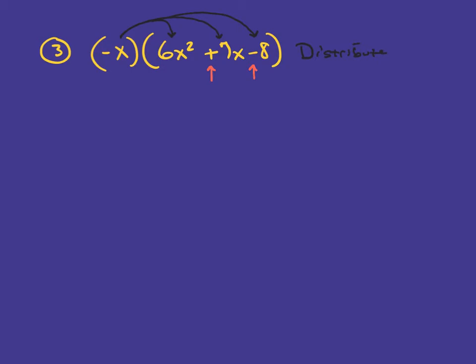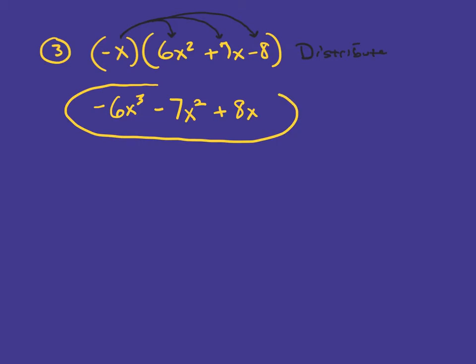So starting with the negative x and the 6x squared, it's going to be negative 6x to the third. And then doing the negative x times the positive 7x, that's going to be negative 7x squared. And then lastly, doing the negative x times the negative 8, that's going to be positive 8x. If you've got any like terms, you'll want to put those together, but x cubed doesn't have another x cubed to add with it. Neither does the x squared or the x. So that's as simplified as this gets.